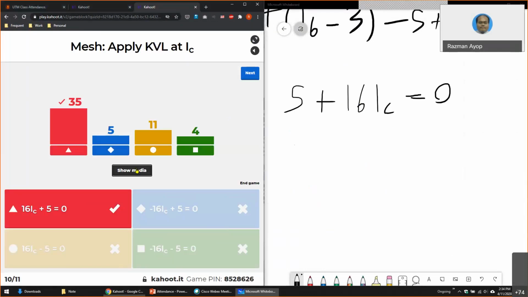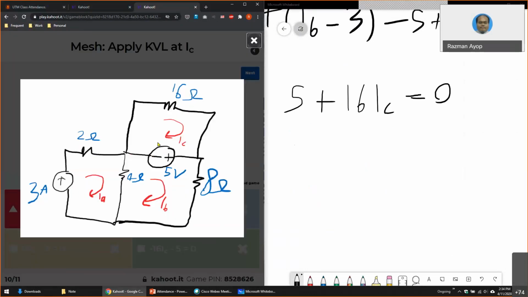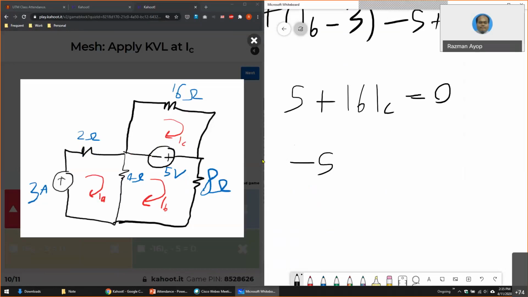If you do it the opposite way, that also works. If you take the current IC counterclockwise, you will get negative 5 plus 16 IC. So you have to be careful. If you change the direction, it will affect all the other calculations. So make sure you assign the loop current first, and don't use this.